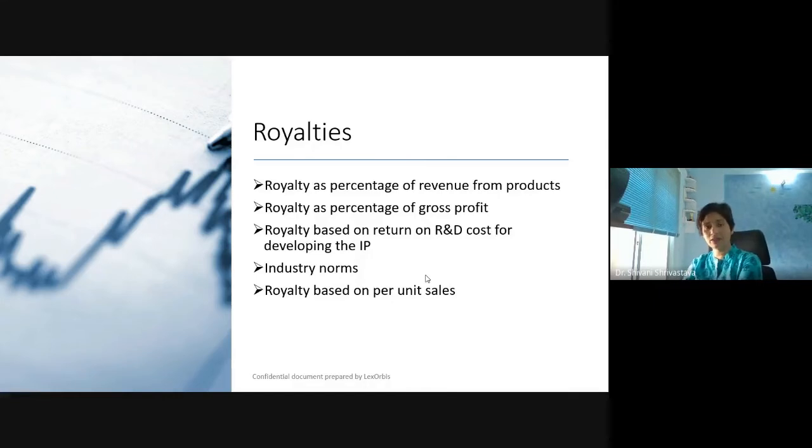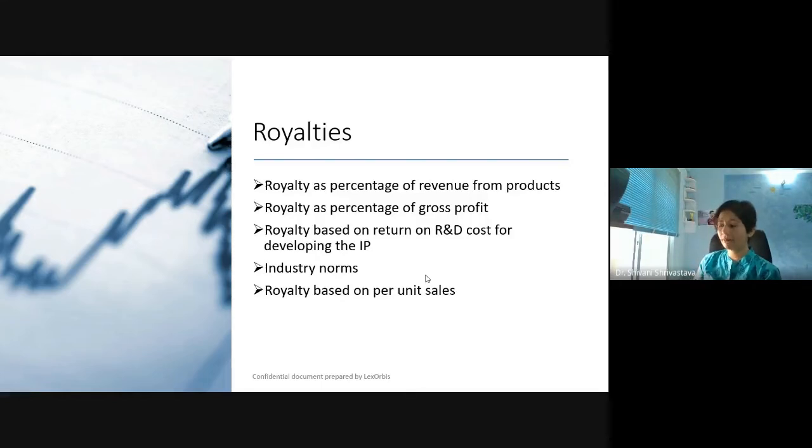The third option is to make the payment in the form of royalty. There are different types of calculations for how to calculate the royalty. It depends on the percentage of revenue from the products. Whatever revenue is being generated by the licensee, he can give X amount, or whatever percentage is agreed, and pay that amount to the licensor.